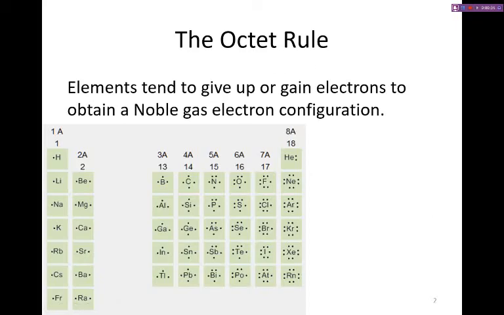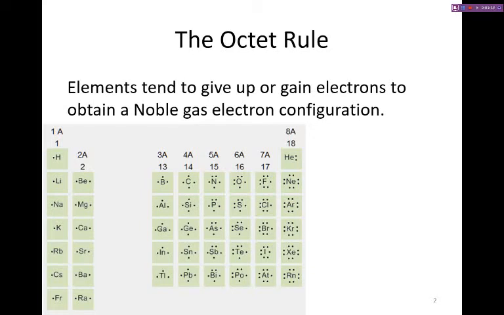One of the first things we need to understand is something we've already talked about a little bit, and that's what's called the Octet Rule. This is the idea that elements will tend to give up or gain electrons to obtain a noble gas electron configuration. When discussing the trends of the periodic table, we talked about how all the elements within a given column tend to have the same charge. The reason is that they will either lose or gain those electrons in order to obtain that desired noble gas configuration. It ends up being more stable to have a completed shell.